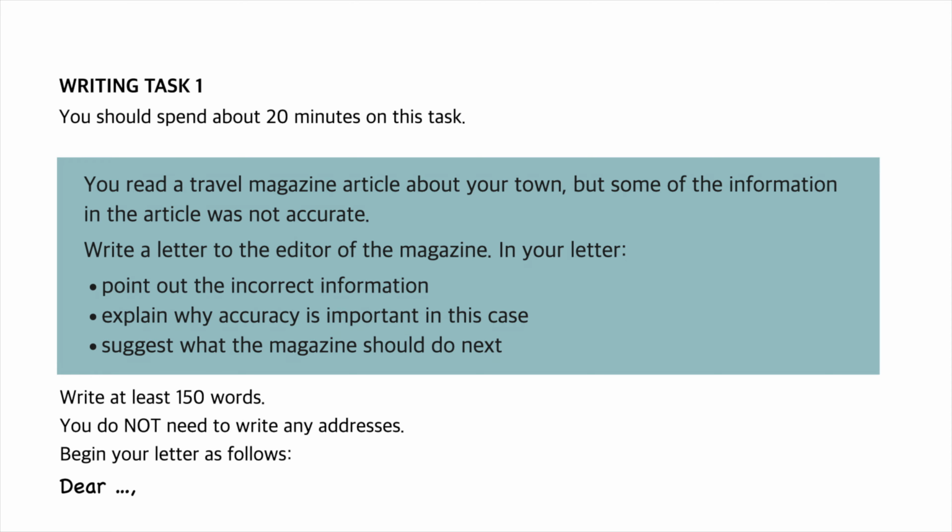Here's the first one. You read a travel magazine article about your town, but some of the information in the article was not accurate. Write a letter to the editor of your magazine. In your letter, point out the incorrect information. Explain why accuracy is important. In this case, suggest what the magazine should do next. So what tone should this letter have? You're writing to a magazine editor, and your letter should be formal.